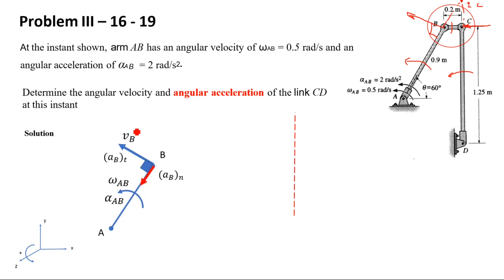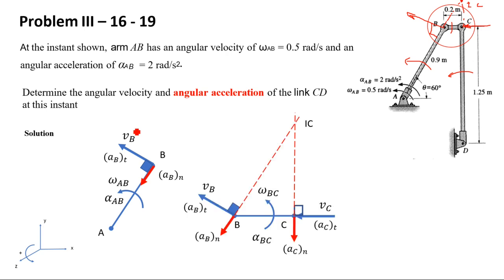The link AB will look like that. It does have omega and it has alpha, and this will help me to find the relative acceleration equation by finding first the velocity at B. We can find the tangential acceleration at the point B and the normal acceleration at the point B. Now we're going to the next link, which is the horizontal link BC. So the BC will look like that. We have the same velocity at the point B, in the same direction.